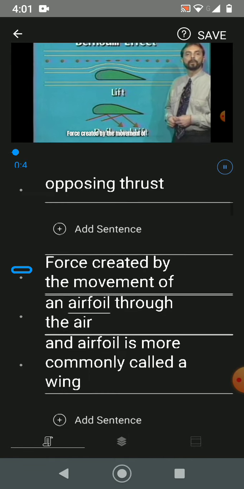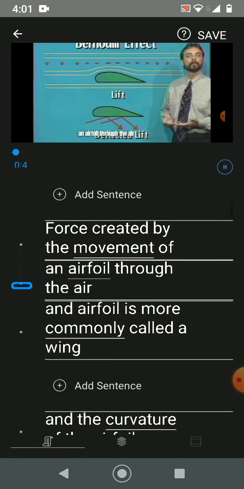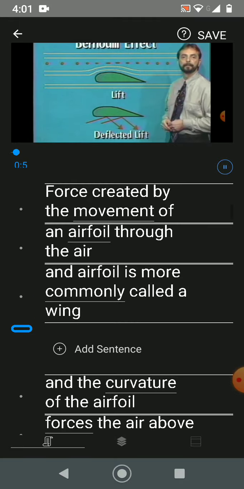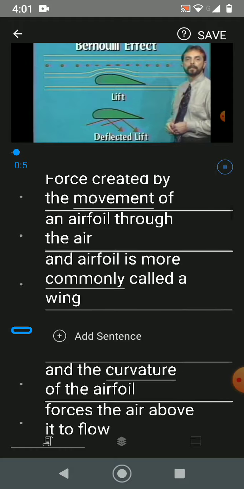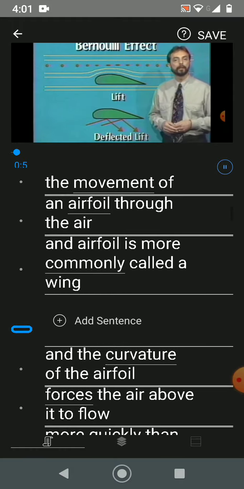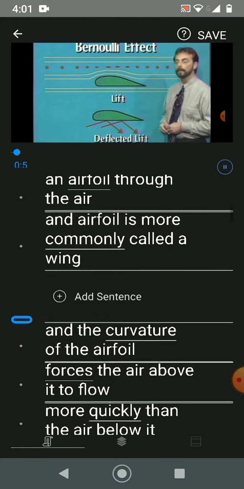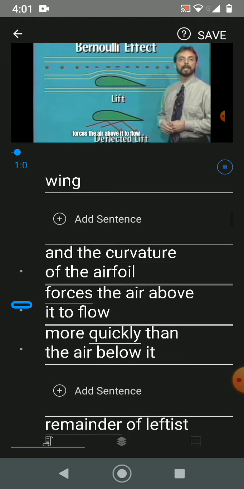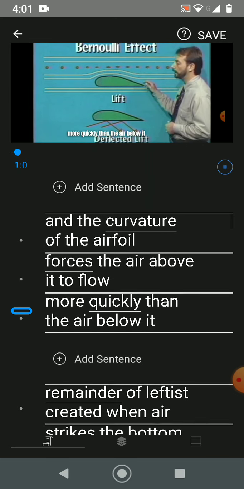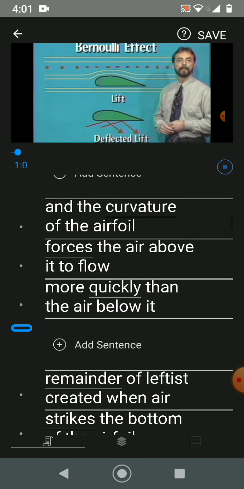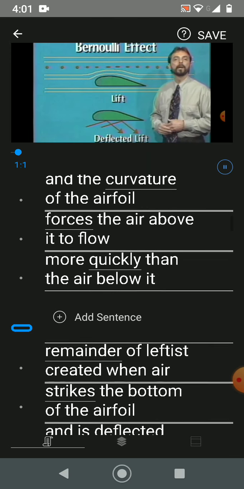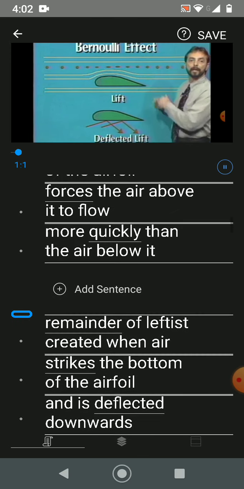Lift is an upward force created by the movement of an airfoil through the air. An airfoil is more commonly called a wing. Bernoulli's principle says that as the velocity of a fluid increases, its pressure decreases. Well, air is a fluid, and the curvature of the airfoil forces the air above it to flow more quickly than the air below it. The lower pressure above and the higher pressure below cause the airfoil to rise.